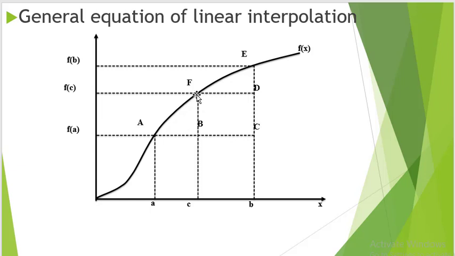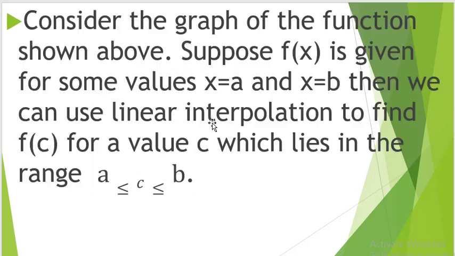BF divided by CE is equal to AB over AC. In simple terms, I'm saying change in y divided by change in x is equal to change in y divided by change in x. In our O-level mathematics, we call that the gradient. Whenever you see that I'm writing change in y divided by change in x, that means I'm considering gradients.